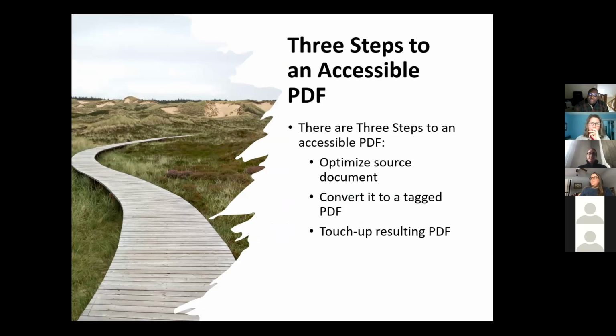So as I was saying, 3 steps to an accessible PDF. Optimize, as I just said, is the most crucial. Then convert it to a tagged PDF. And then once it's converted to a tagged PDF, take advantage of the touch-up reading order to make any possible corrections that may be needed. And I will get into these in much more detail in a moment.